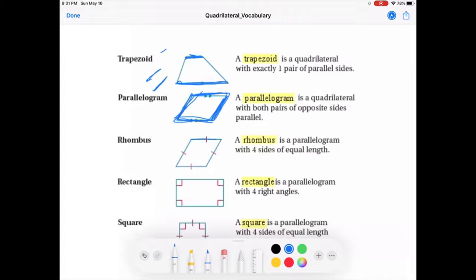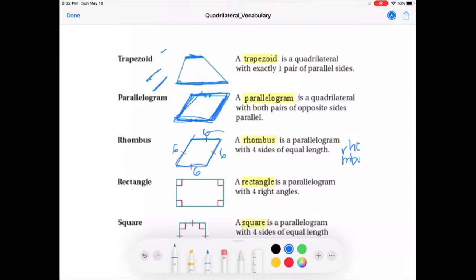A rhombus is a parallelogram with four sides of equal length. So rhombus looks like a regular old parallelogram, but the reason we know it's a rhombus is because each side is going to have the same number around it. So looking here, we got 6, 6, 6, 6. That means that each side is the same length. It's not just a parallelogram. We call this one rhombus.